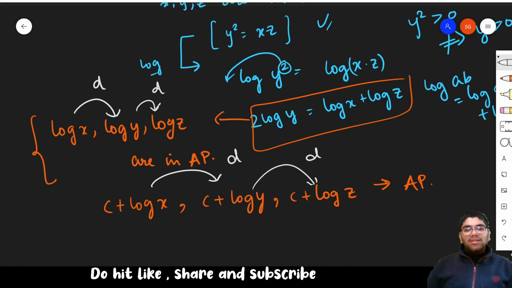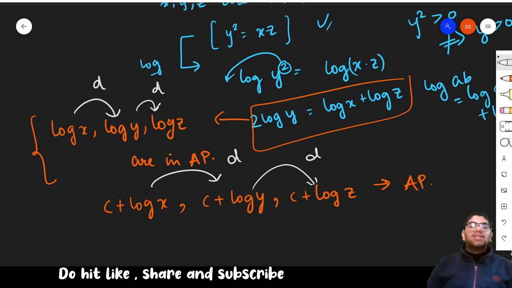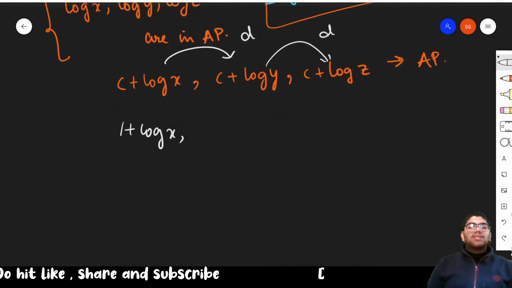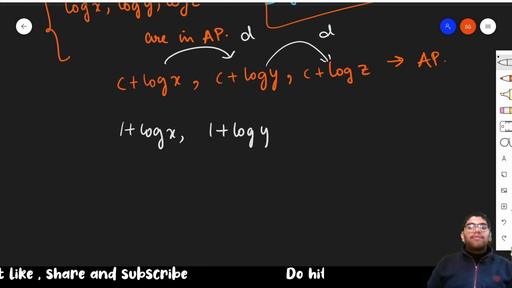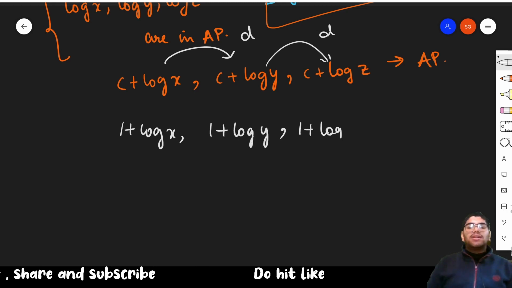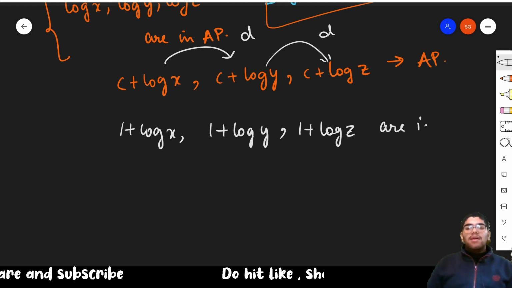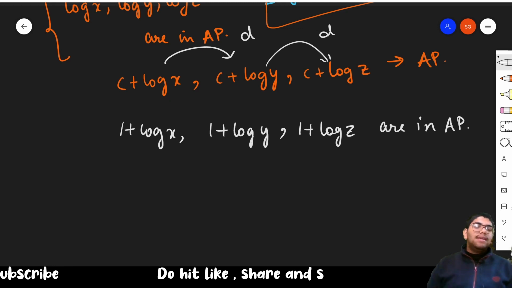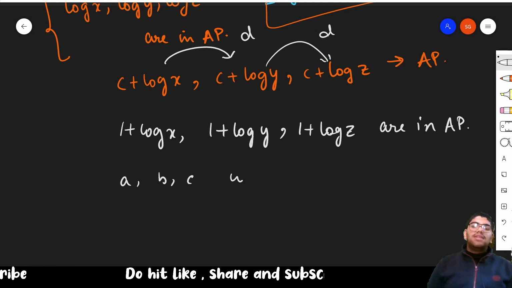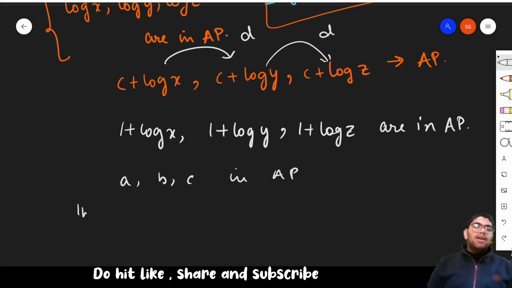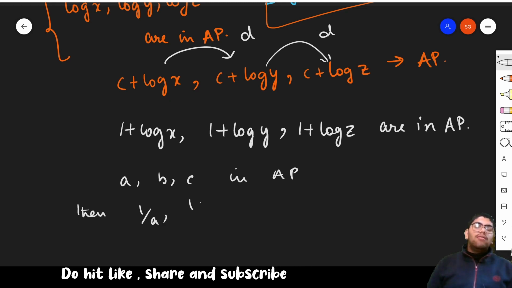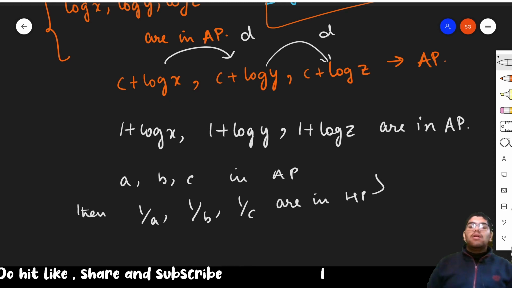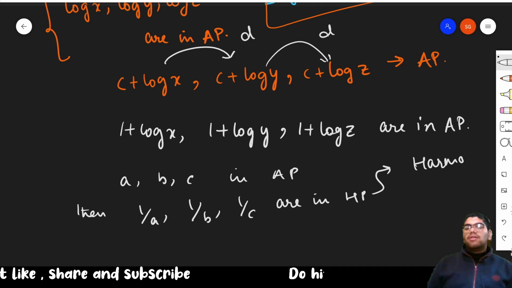Henceforth, c plus log x, c plus log y, and c plus log z are also in AP, which actually indicates that 1 plus log x, 1 plus log y, and 1 plus log z are in AP. Now, of course, we know that if three numbers A, B, C are in AP, then 1 over A, 1 over B, and 1 over C are in HP, or harmonic progression.